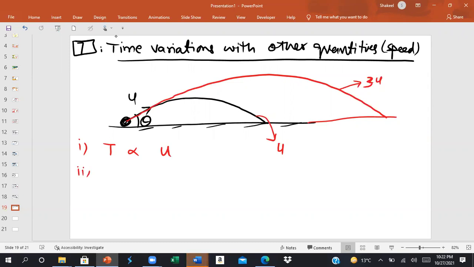Secondly, the range is also proportional to initial speed. And the third thing is height, which is also proportional to your initial speed. So if you increase initial speed, time will be increasing. If you increase initial speed, the range will be increasing. If you increase initial speed, the height gained by the projectile is also increasing.